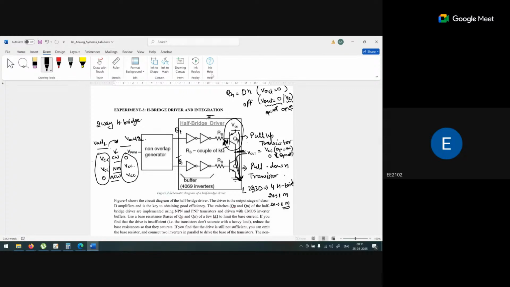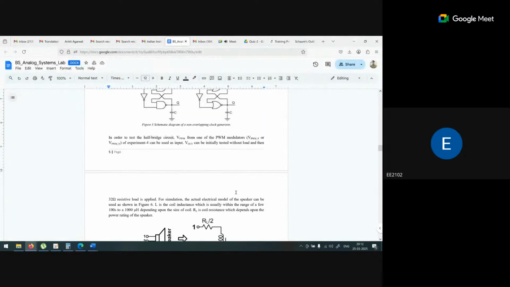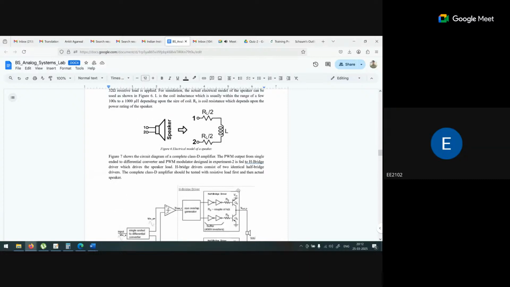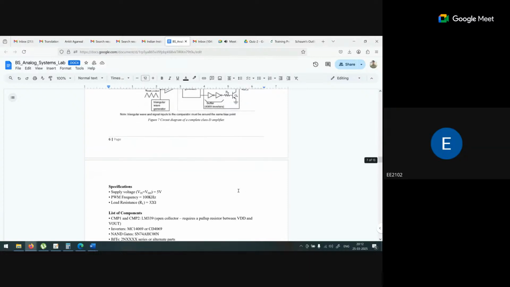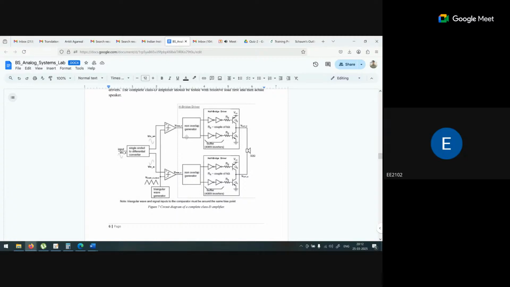Any doubts? So you have created this one. The previous part you already created in the week 2 assignment. This triangular wave generator and single-ended to differential converter, you are using this particular part in the second experiment. Now with the second experiment, you connect the third experiment. Is it clear?